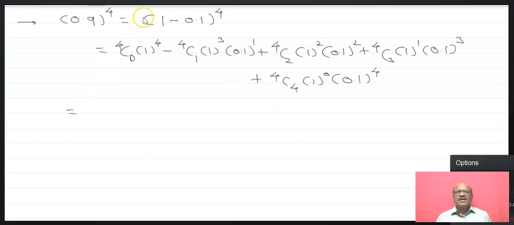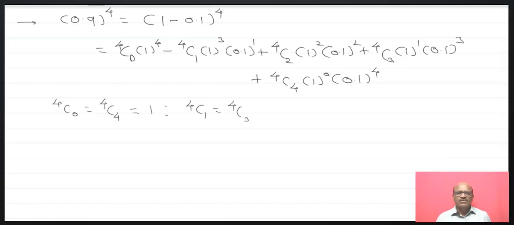Alternately you will get plus and minus signs, but I have again made a small mistake here. That is 4c0 1 raised to 4 minus 4c1 1 raised to 3 0.1. Next 4c2, that is 1 raised to 2 0.1 bracket square, and here the minus sign must be there. That is 4c3 1 raised to 1 and 0.1 raised to 3, and last is 4c4 1 raised to 0 0.1 raised to 4. Only here is the minus sign. I am making the correction in the next step.